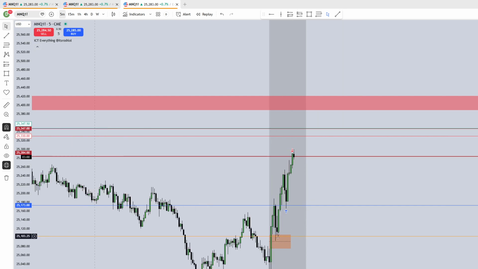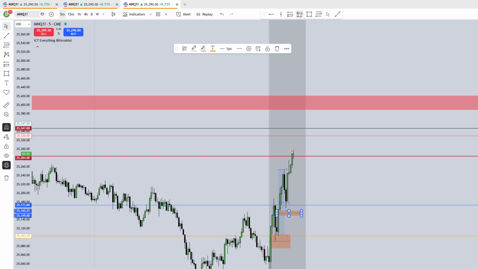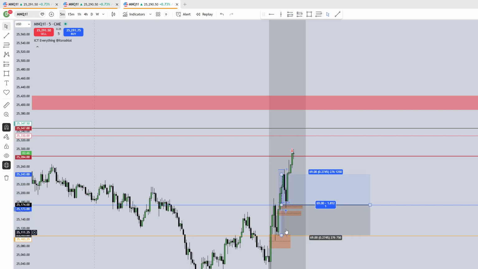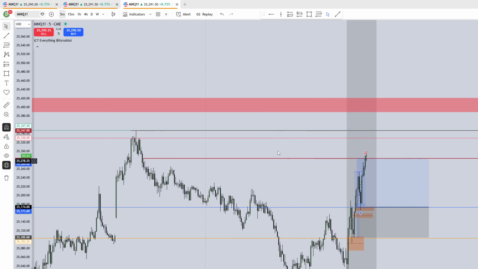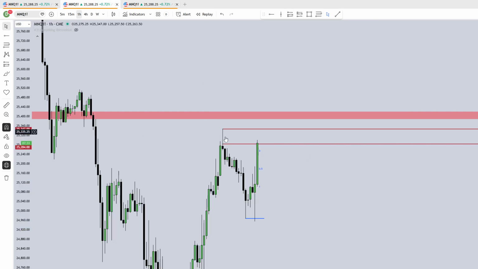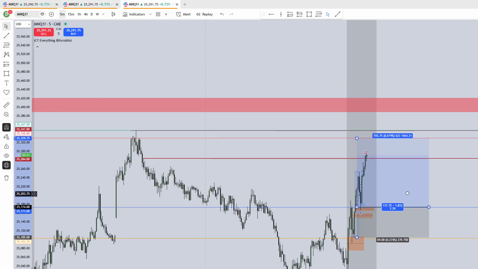But then again at 10 o'clock we make another long here, two fair value gaps. The upper one's below 50%, so enter there, put my stop at the low, 1.6R, take a partial at that fair value gap. Next objective, that M5 high within the H1 buy side here.